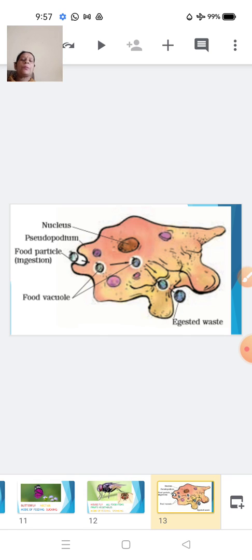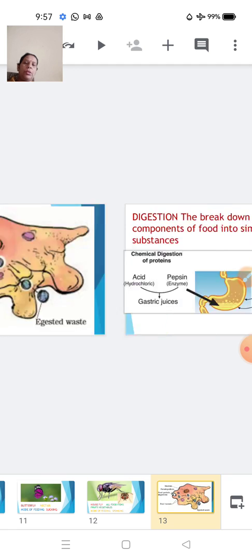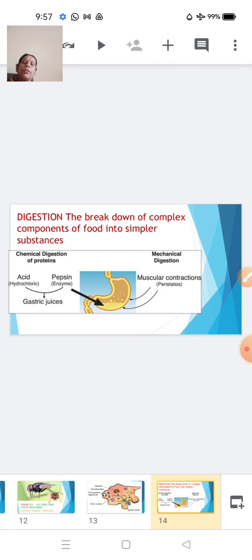The entire process of digestion, how it takes place in amoeba, we will be doing at the end of the chapter, that is the last part of the chapter. But here, when we are talking of the different organisms and their mode of feeding, we are talking of this amoeba also. Now children, as I said, we cannot digest the food that we take in directly.